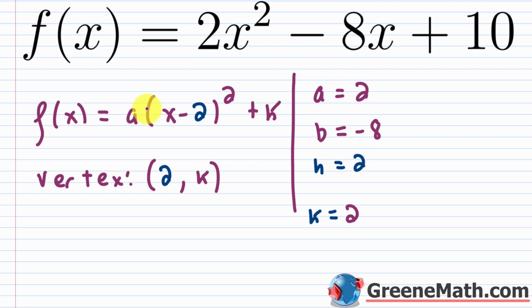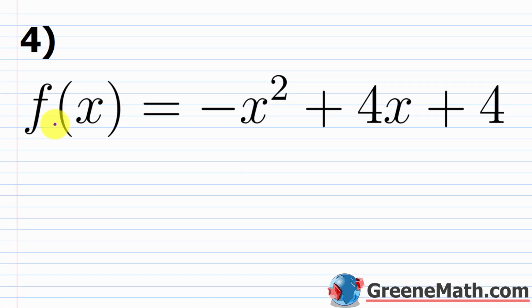The a is going to be 2. So let me go ahead and replace that now. And the k is going to be 2. So let me replace that here, and then also here. So your vertex form is f of x equals 2 times the quantity x minus 2 squared plus 2. And then your vertex is going to occur at 2, 2.